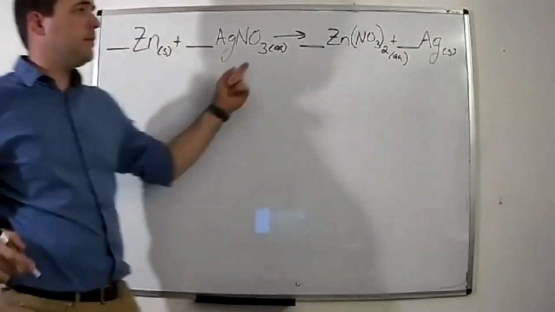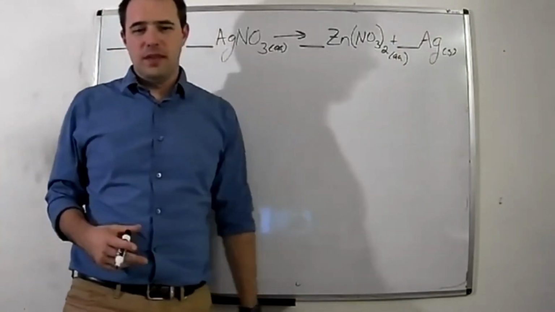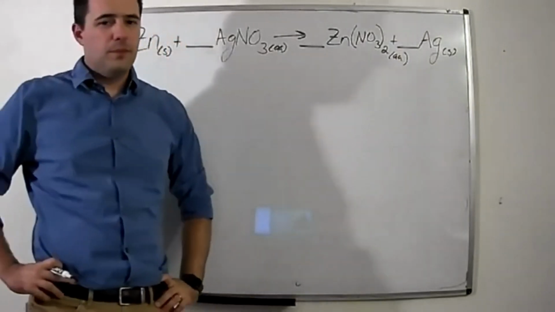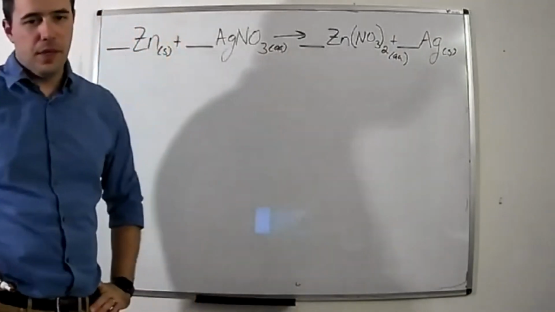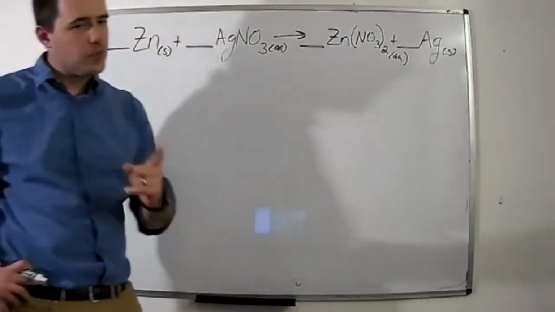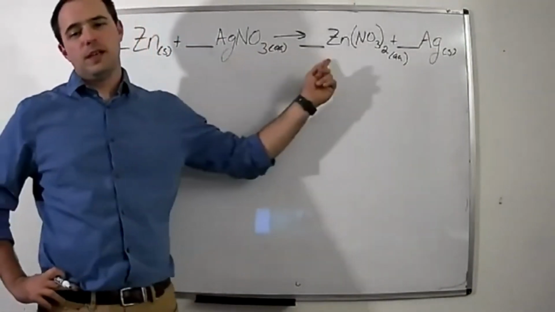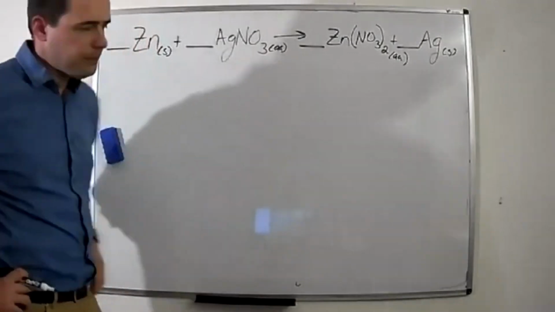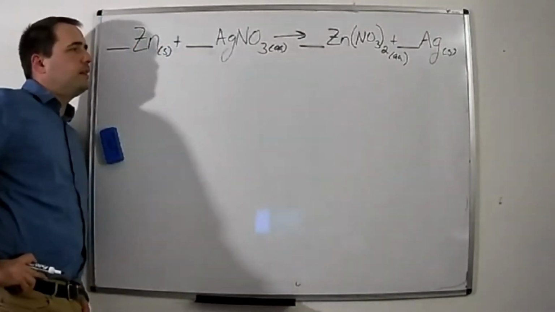First thing, can you name these compounds? That would be a good review from Unit 2. Can you identify that polyatomic ion? If you can't, you need to study those polyatomic ions that we talked about at the beginning. This would be silver nitrate, and that would be zinc nitrate. Great.